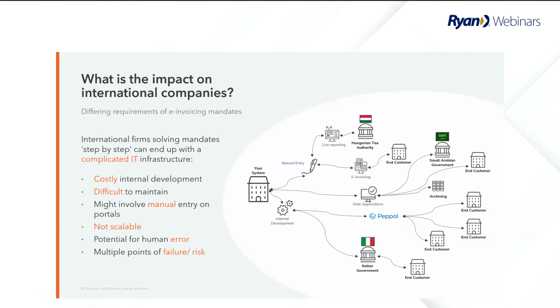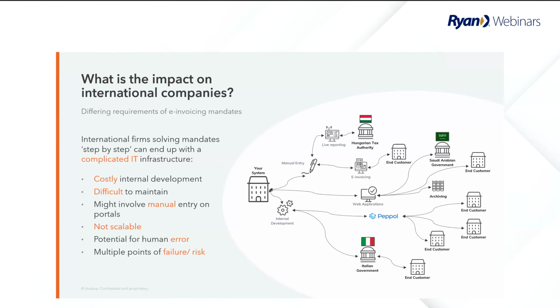So if we want to expand on that theme a bit, what's the impact on international companies? If we look at the example on screen, we've got Hungary, Saudi Arabia, and Italy, and you can see we have different models, different ways of getting information out. Looking at some of the points laid out on the left, if we're going to develop it internally, it's going to be costly. It's going to be difficult to maintain, points like that.